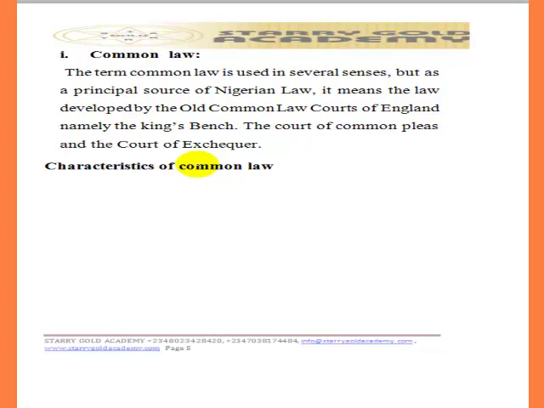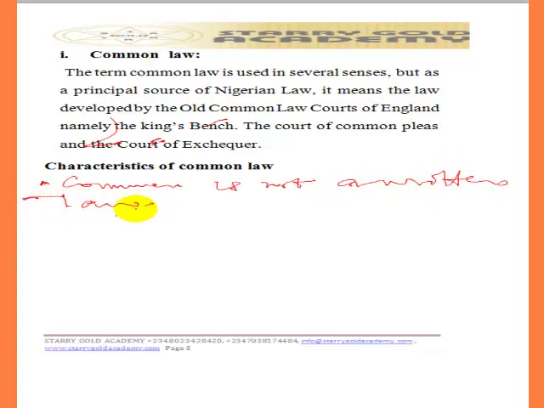So we have characteristics of common law. Number one is that common law is not a written law. Why it is not a written law is because the law is not made by the parliament, so it's not written. So it is the law that has been handed over from one generation to another.